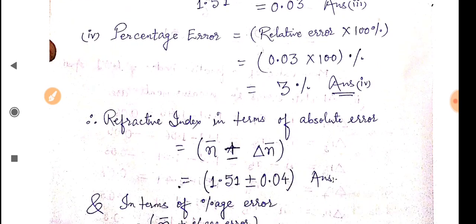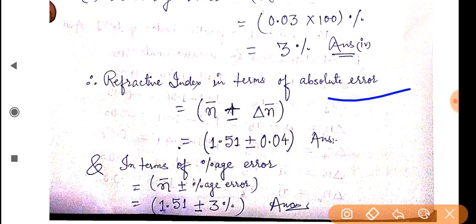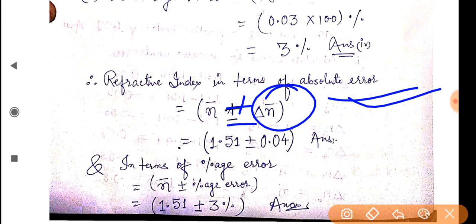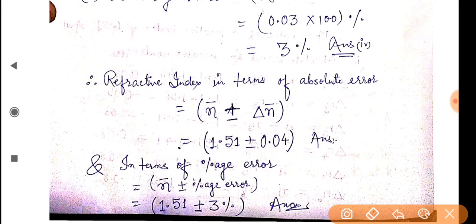Hence the refractive index in terms of absolute error can be written as n̄ ± Δn̄. Always use plus-minus. After that you should write the error with the measured quantity, the true value of the quantity. So the final value is 1.51 ± 0.04 in terms of absolute error. Now in terms of percentage error, this is 1.51 ± 3%.